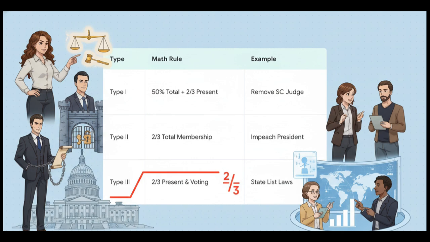And then there's Type 3, which is a bit more situational. 2/3 of those present and voting. This one's specifically used in the upper house to allow the central parliament to step in and temporarily make laws on subjects that are usually reserved just for the states.